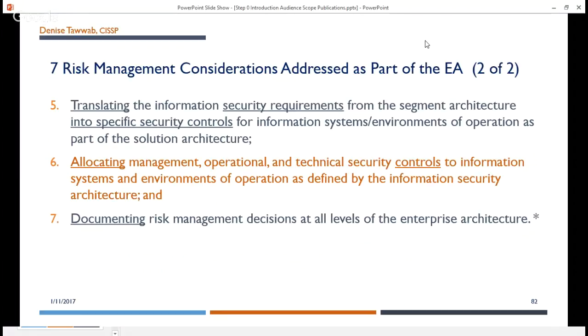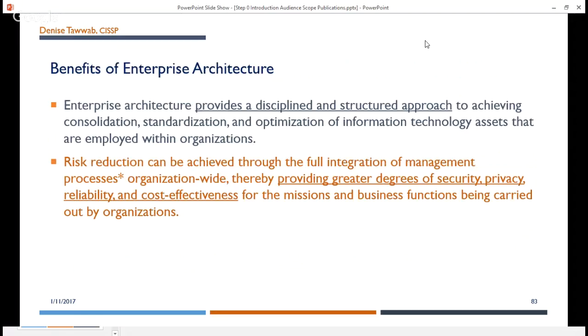5, translating the information security requirements from the segment architecture into specific security controls for information systems and environments of operation as part of the solution architecture. 6, allocating management, operational, and technical security controls to information systems and the environments in which they operate as defined by the information security architecture. And 7, documenting risk management decisions at all levels of the enterprise architecture.